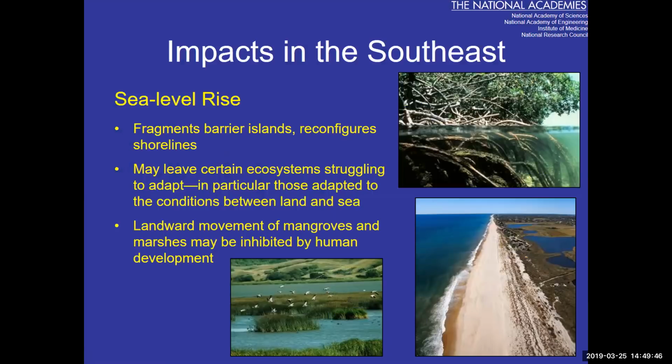Sea level rise will have many effects on the coastlines in the southeast. So when hurricanes occur, the storm surge that comes with them will become more problematic, cause greater amounts of damage on coastlines. Barrier islands are important for protecting coastlines, particularly in the southeast US. Sea level rise will break up those barrier islands, reconfigure them, and change their protective nature for the mainland behind them.